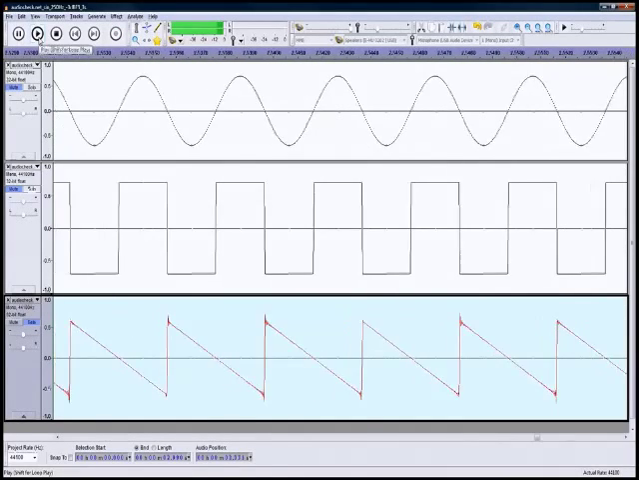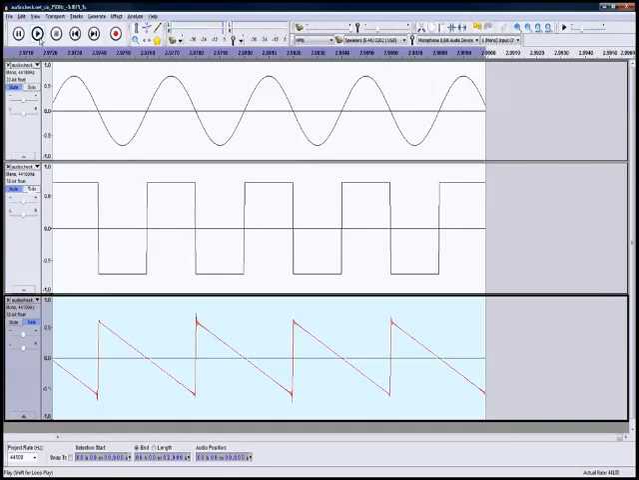So the next thing we're going to do is we're going to take a look at generating these types of waveforms with our calculator. Yes, with our calculator. And that's our next task here.